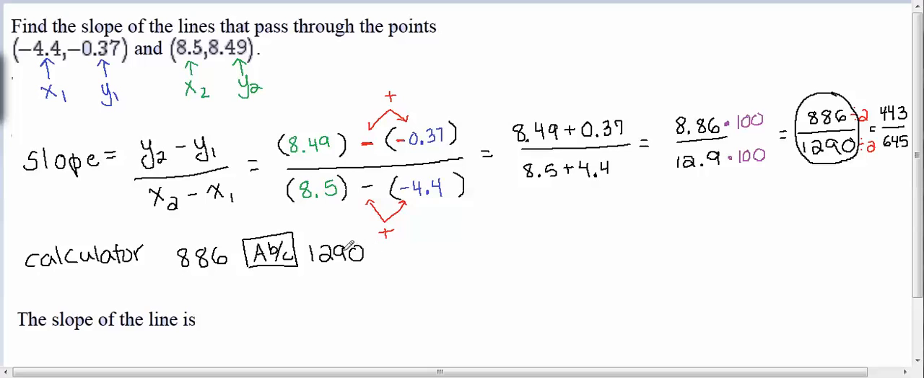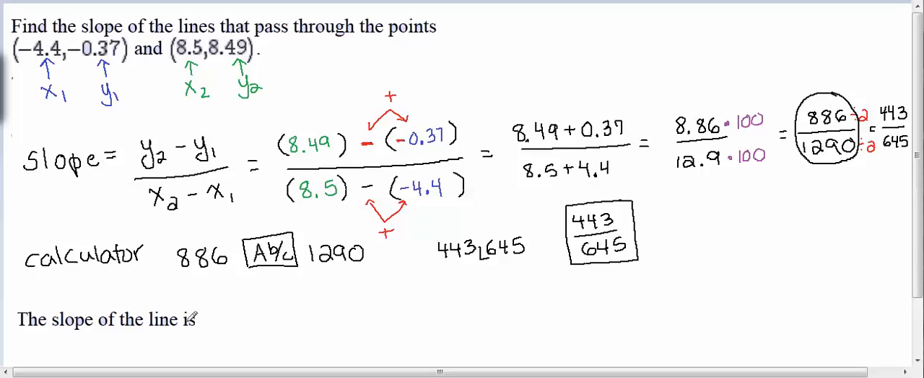I'll pull up the calculator in a second so you can see what that key looks like. But if I enter this in my calculator, the output it will give me is 443, then a little L, and then 645. What that's telling me is that the most reduced form of this fraction is 443 over 645. So that's the slope of this line. That's quite a fancy slope, but just take it one step at a time. Pay attention to details and you'll get there.